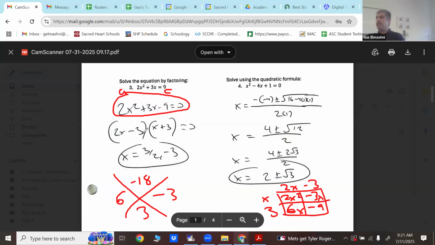But some of you guys stopped there. You've got to keep going because it says solve, right? So you had to go an extra step and tell me that when this equals 0, x equals 3 halves. When this equals 0, x equals -3. Because remember, we're doing the zero product property. Anything times 0 is 0. So these are two things being multiplied together. One of these two things has to be 0. So what values of x would make each of them 0? This would be 3 halves, and that would be -3.